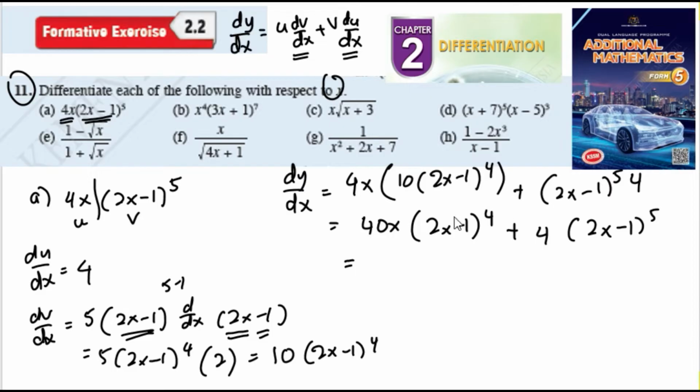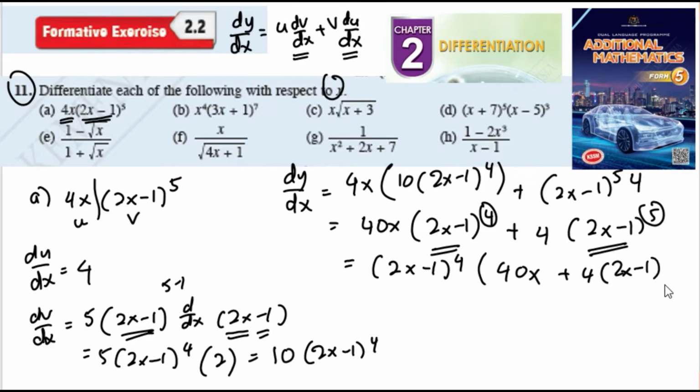Here in this case, to combine, we can factorize because we have the same (2x minus 1) and (2x minus 1). We see power of 4 and power of 5, so we can take the power of 4 out. We see 40x and 4, we can also factorize 4, or you can factorize later, okay. I just want to factorize later. So when you take out (2x minus 1) to the power of 4, you are left with (2x minus 1).